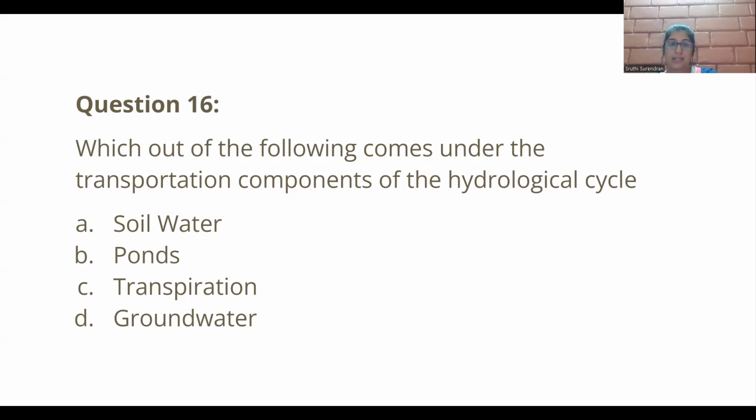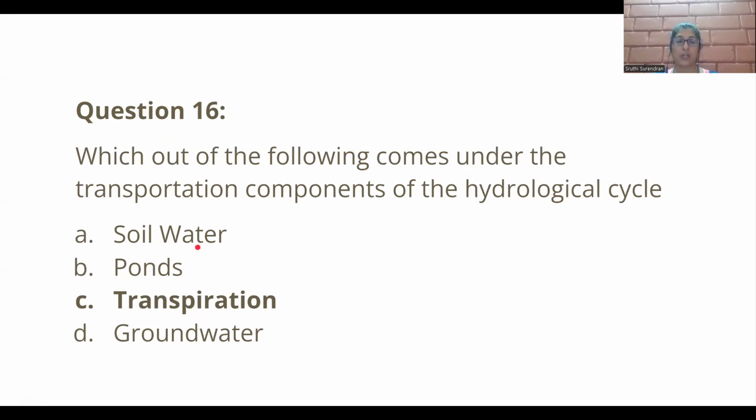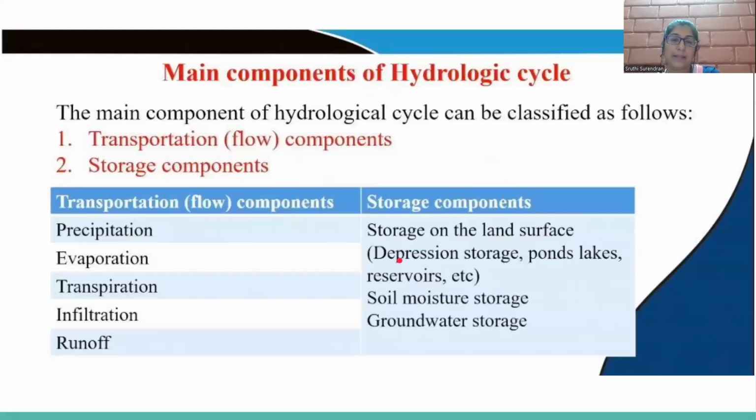Okay, let's go on to the answer. So it's transpiration. Let's see why it's transpiration. Here they have said soil water that is there in the soil, then ponds, transpiration, which is the process in which water leaves the leaves and reaches the atmosphere, groundwater. So it is basically the terms provided in the answer which make it a storage component or a transportation component.